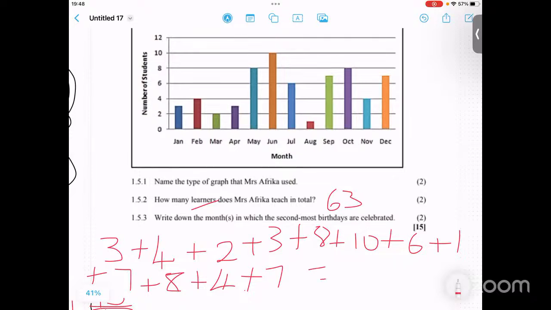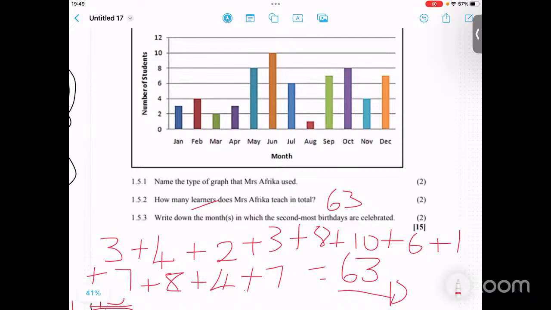And what's going to be the total? Yes. Okay, let me also try to do it. Let's all do it. 3 plus 4 plus 2 plus 3 plus 8 plus 10 plus 6 plus 1 plus 7 plus 8 plus 4 plus 7. I am getting a 73. So that means the correct answer for this one is going to be 63. So that one that got a 64, you probably missed a number somewhere in there. So the correct answer is 63. Unless you punch your calculator again and you still got a 64, then that means I probably calculated it wrong.